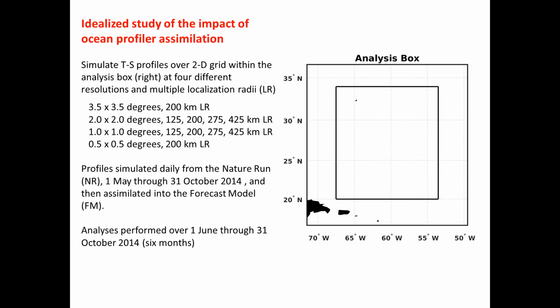Basically, this analysis box shown on the right was seeded with profilers separated by fixed distances in latitude and longitude. And I have a list of the experiments performed here. There are 4 separation distances: 3.5, 2, 1, and 0.5 degrees. They all have experiments run with a 200-kilometer localization radius. But for 2 of these, I ran a total of 4 different localization radii, as shown, to get an idea of how that's impacting the correction of mesoscale error.